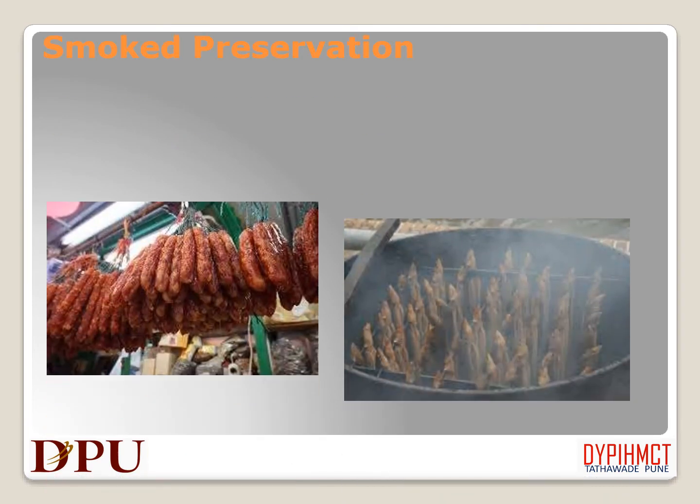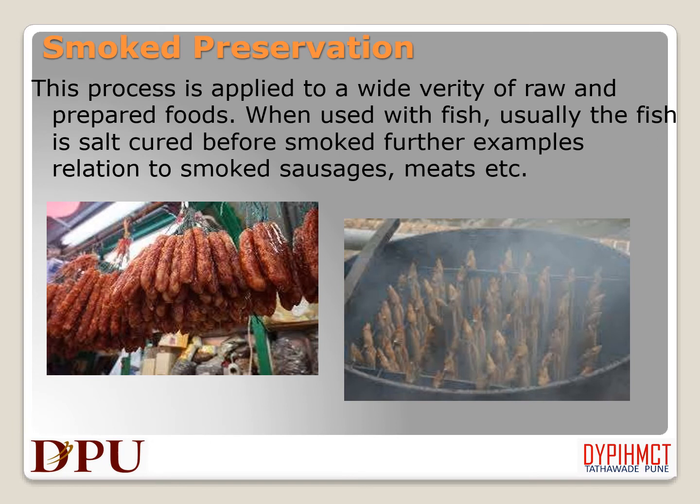In this slide we will learn about the smoked preservation process. This process is applied to a wide variety of raw and prepared foods. When used with fish, usually the fish is salt cured before smoking. Further examples relate to smoked sausages, meats.